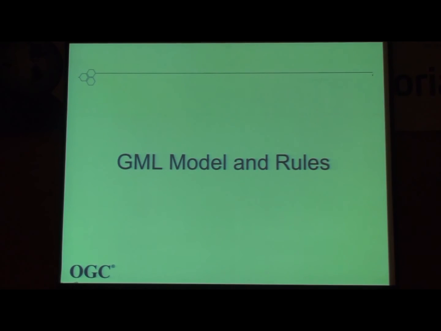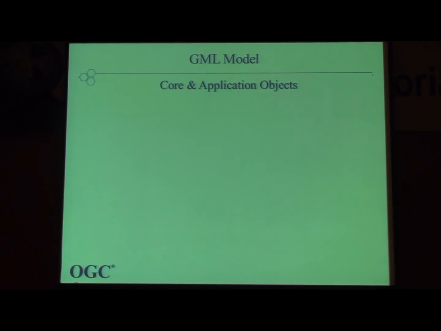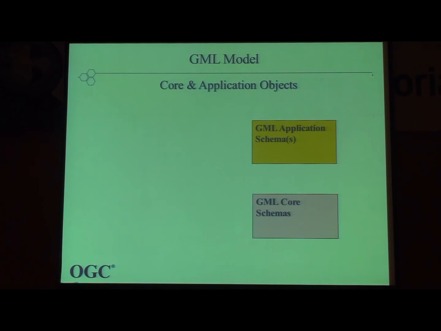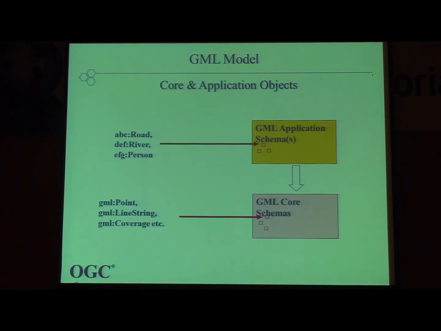Now GML also has a model that it follows, objects and properties, and the objects are defined in the core schemas. Application schemas are based on these core schema objects, so GML point, line string, coverage, etc. The application schema objects corresponding to those basically will be features like roads, rivers, or people, and their properties will have values which are often typed by some of these GML core objects. Application objects have to be defined by user bodies or communities of users that agree on certain vocabulary that describe the real world.